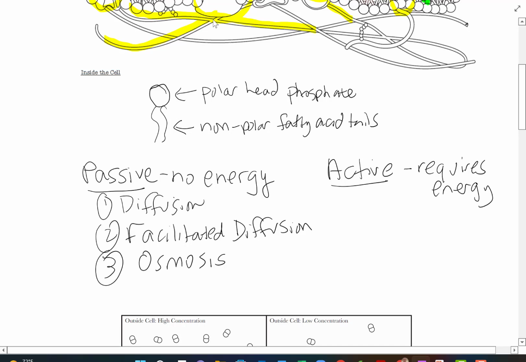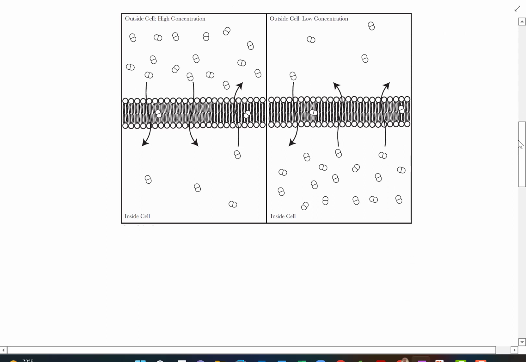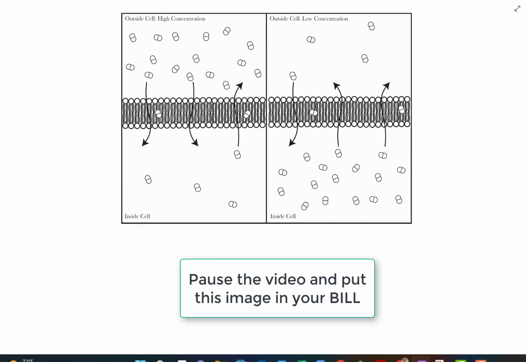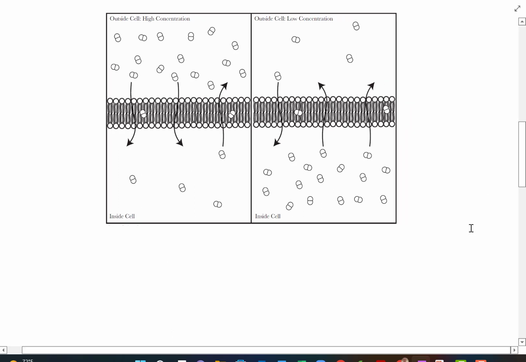So if we scroll down to look at my picture that I have here, the first type of transport that we are going to talk about is diffusion. And actually, let me move over just a little bit. So if you remember, when we talked about the plasma membrane and the nature of the plasma membrane, we said that the interior of the phospholipid bilayer is made of nonpolar fatty acid tails. And we said that small nonpolar molecules could pass through.